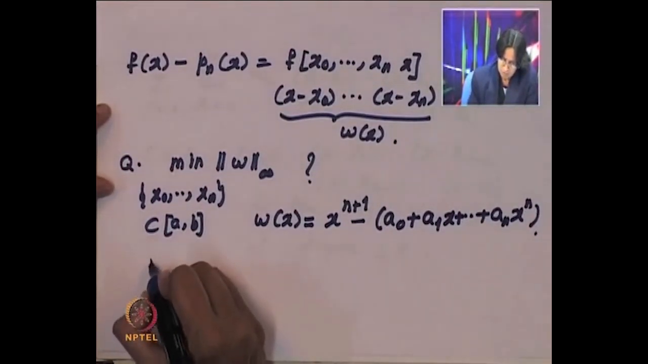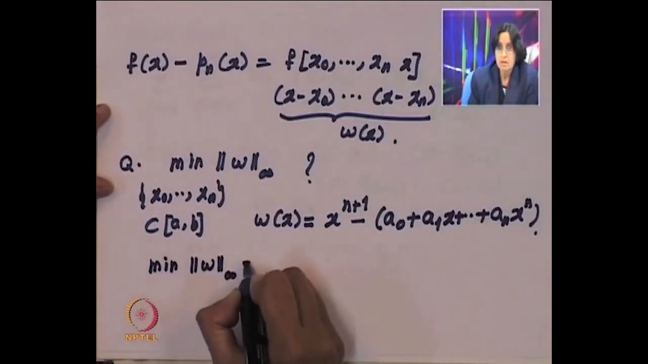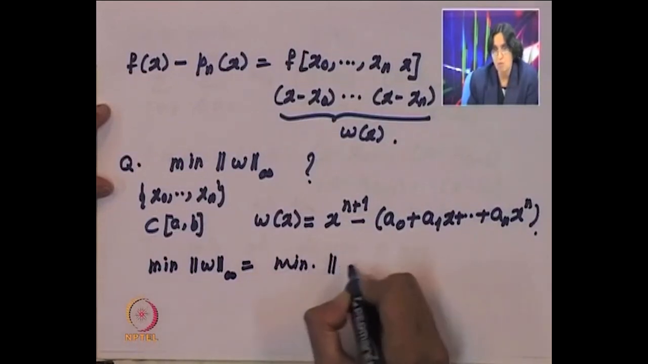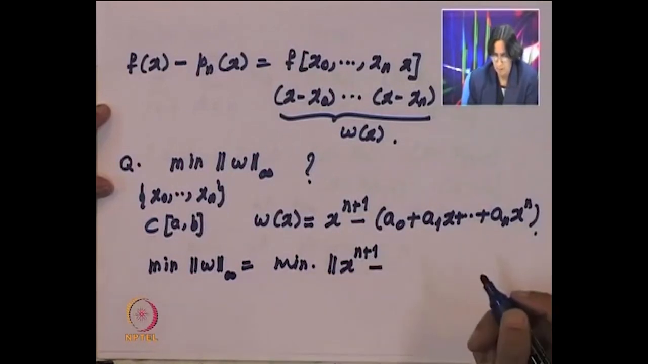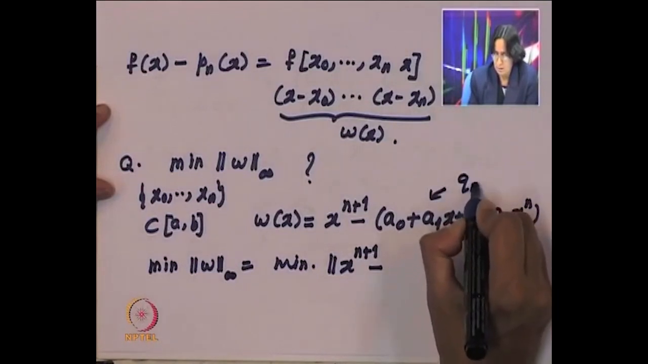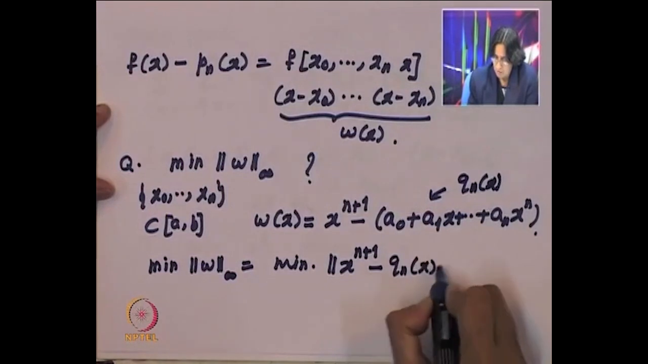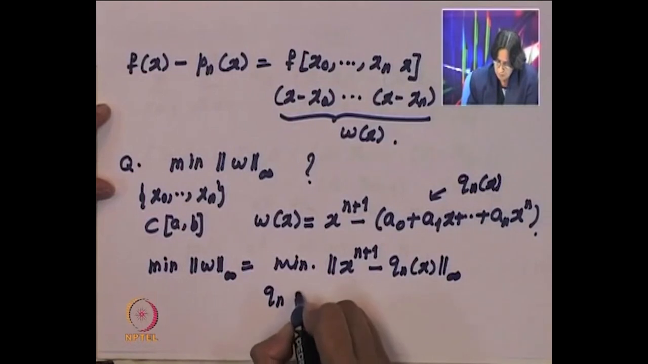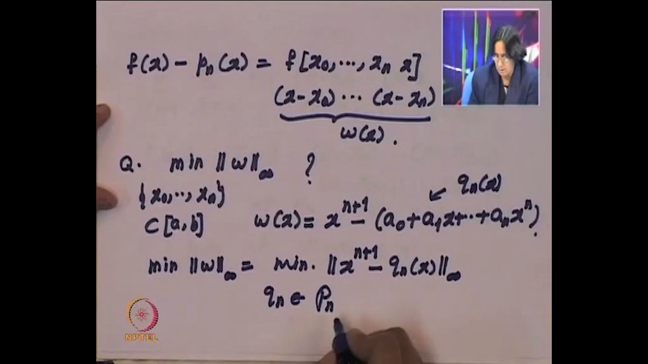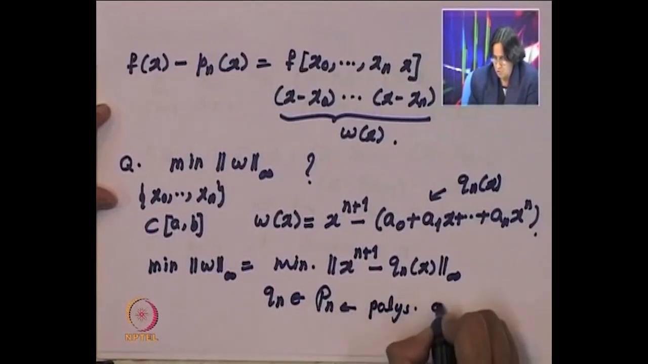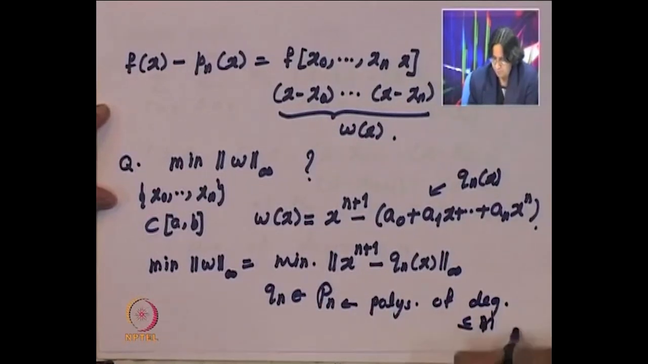So, now minimization of norm w infinity, we can say that it is the same as minimization of the norm of x raised to n plus 1 minus, let me call this function q n x. So, q n x, its infinity norm, where q n belongs to the space of polynomials of degree less than or equal to n. So, the minimization of this norm w infinity, or the optimum choice of the interpolation points, we have reduced to best approximation to the function x raised to n plus 1 from the space of polynomials of degree less than or equal to n.